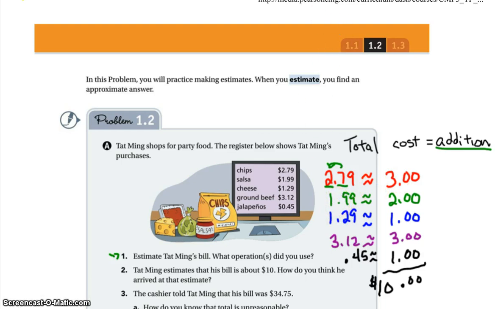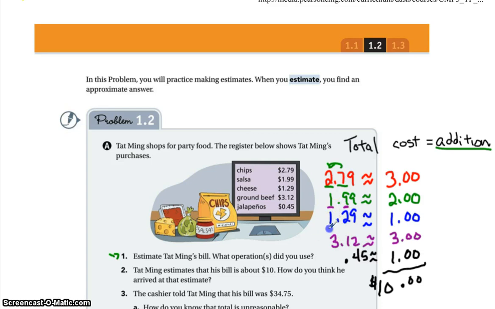Then I'm going to look at $1.99. $1.99 would be about $2. It's only 1 penny away. And again, we're looking at the 1. We're going to change the 1 because the 9 is 1 away from the nearest number, so therefore it tells our 1 to go up to a 2.